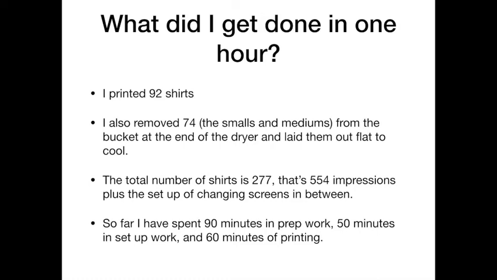I did stop several times to remove 74 of the shirts, the smalls and the mediums, from the bucket at the end of the dryer and lay them out flat to cool. So if I wouldn't have stopped, I probably could have printed over 100 shirts easily. The total number of shirts that we're doing is 277. That's 554 impressions, plus the setup time of changing screens in between. So far, I've spent 90 minutes in prep work, 50 minutes in setup work, and 60 minutes of printing.